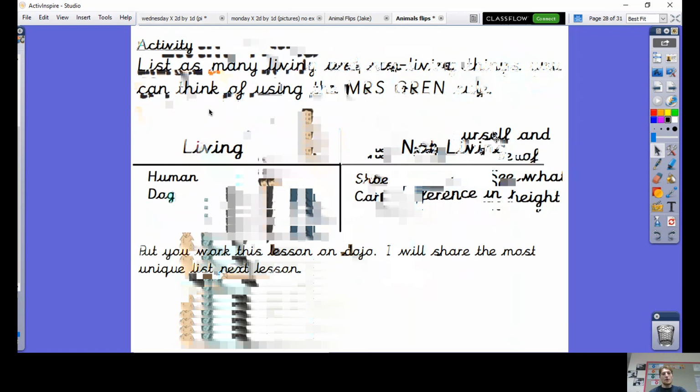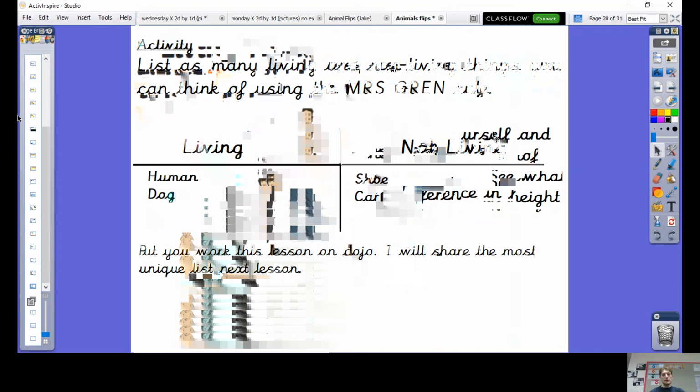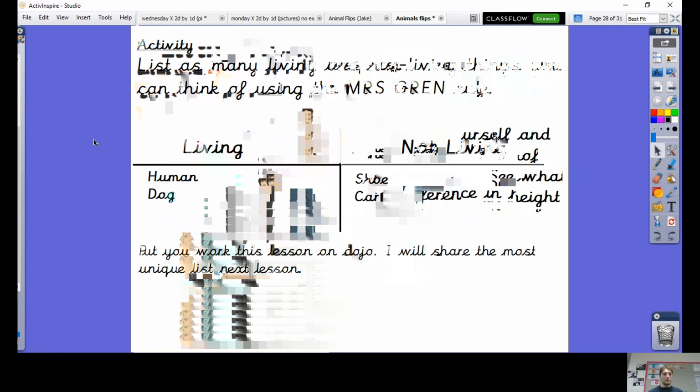In your English book again, I would like you to draw out this table just like I've drawn it out here. So I want you on one side to have living and the other side to have not living. Of course, I want yours to be bigger because I want you to fit more words in than me. Okay, and I would like you to list as many living and non-living things you can think of using the Mrs. Gren rule. Okay, so if you need to, flick back to all the different things and just think of different things. Think about, do they move? If they move, do they breathe? If they breathe, do they eat food? All of these sort of things, and just list as many things as you can, living or not living.